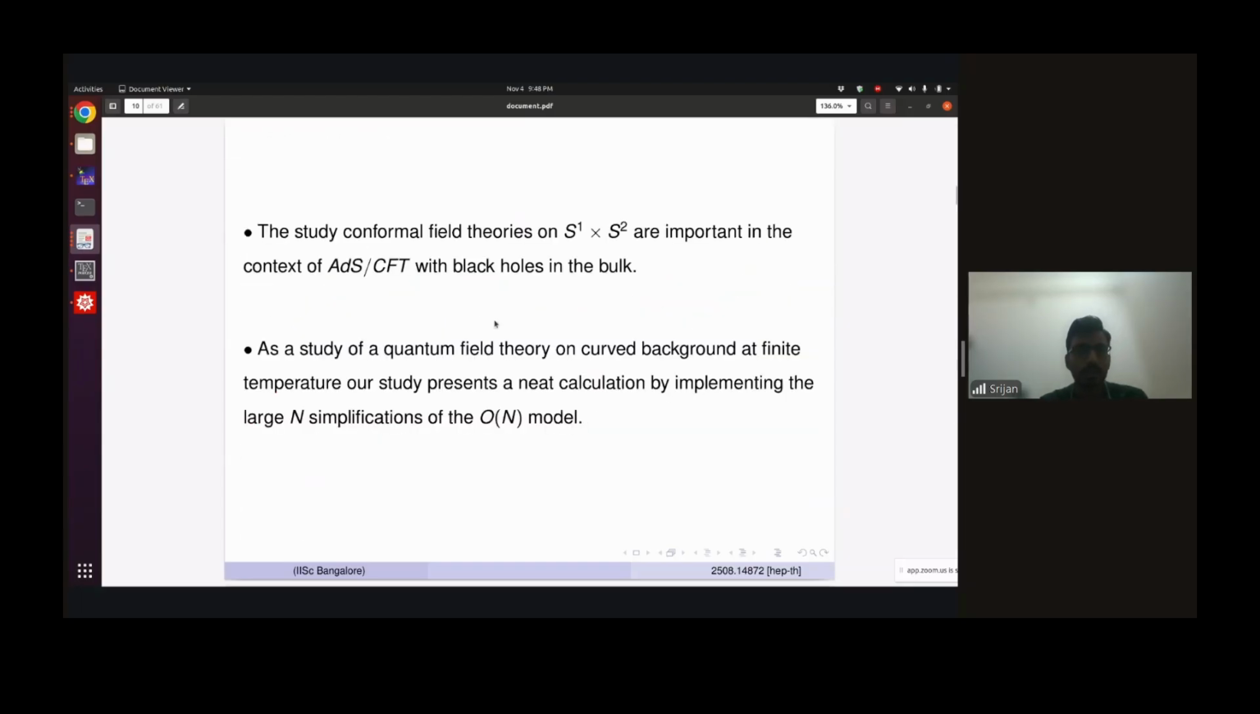Now, a couple of general motivations: why should I study this model, or this overall study? The study of conformal field theories on S1 times S2 is important in the context of AdS/CFT with black holes in the bulk, and also as a study of quantum field theory on curved background at finite temperature. Our study presents a neat calculation by implementing the large N simplification on the ON model.